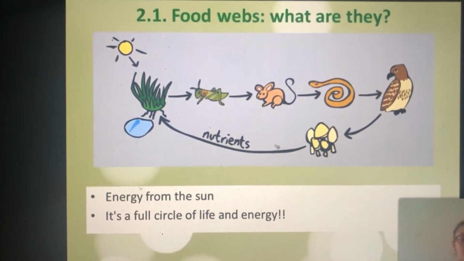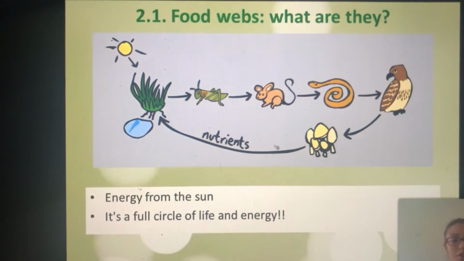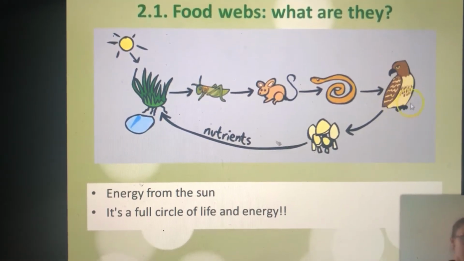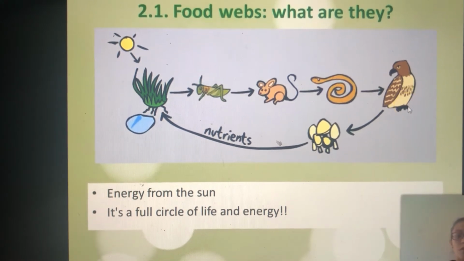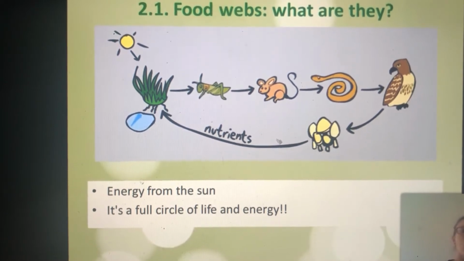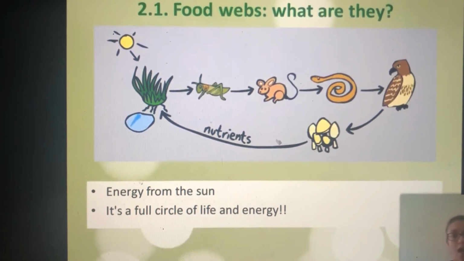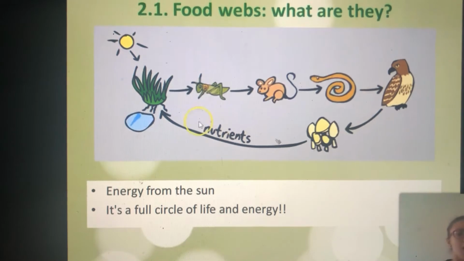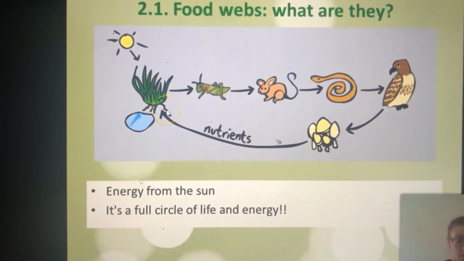You will notice that it's actually a full circle of life and energy, because it doesn't end off with the hawk. The hawk being the top trophic level, or the apex predator, the carnivore, no one's going to eat him, but he is eventually going to die. And when he dies, there will be decomposers that will then turn that decomposed body into nutrients, which is again used up by the plant during photosynthesis.